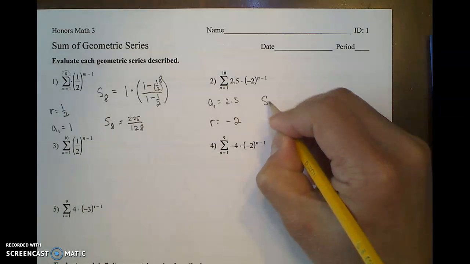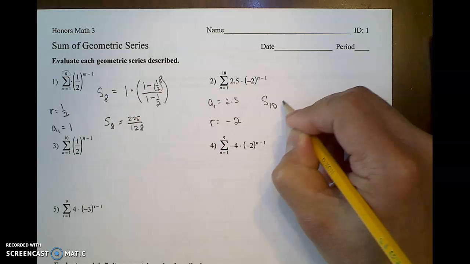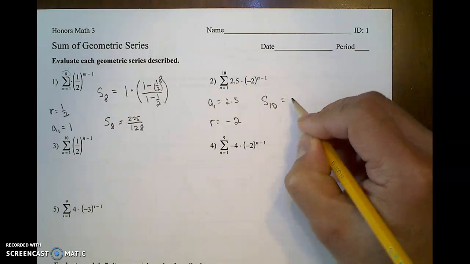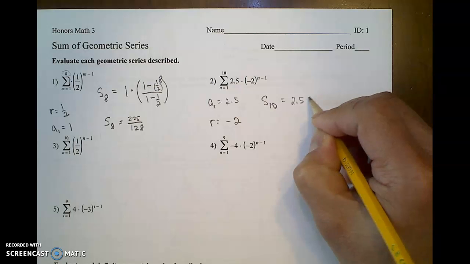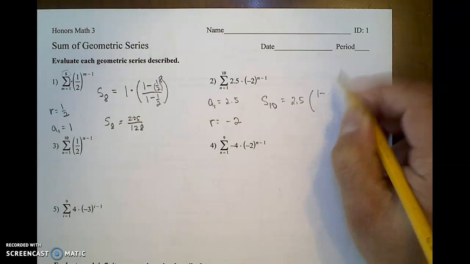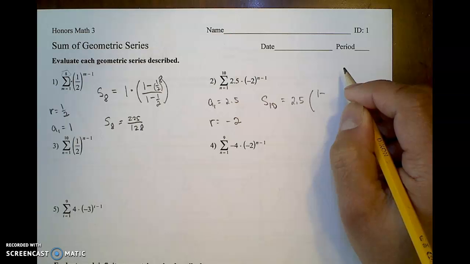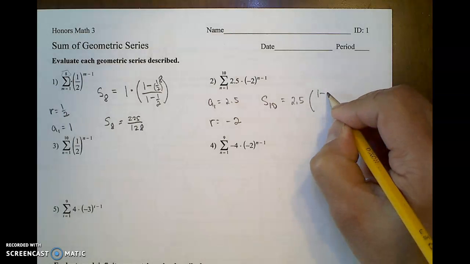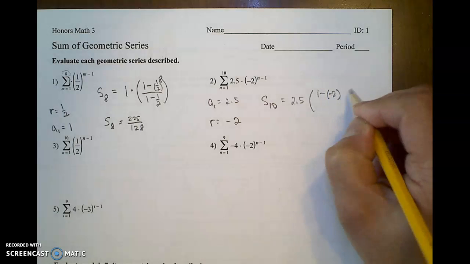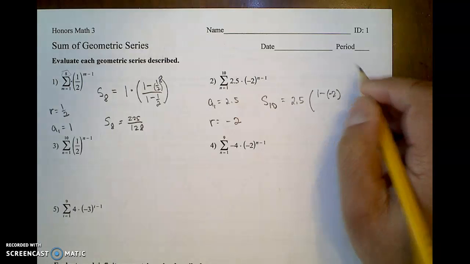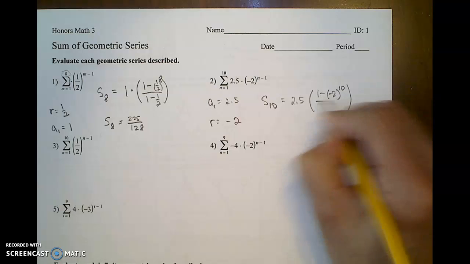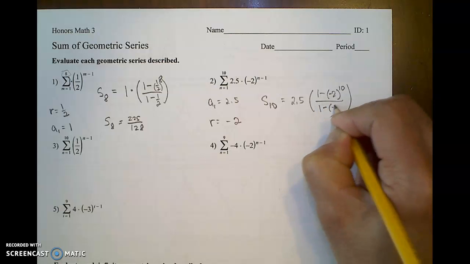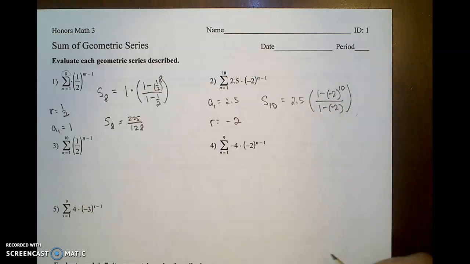To find the sum of the first 10 terms of this geometric sequence, plug it into the formula. The first term times 1 minus the common ratio, which is -2, so we're subtracting -2 put to the 10th power, all over 1 minus the common ratio.